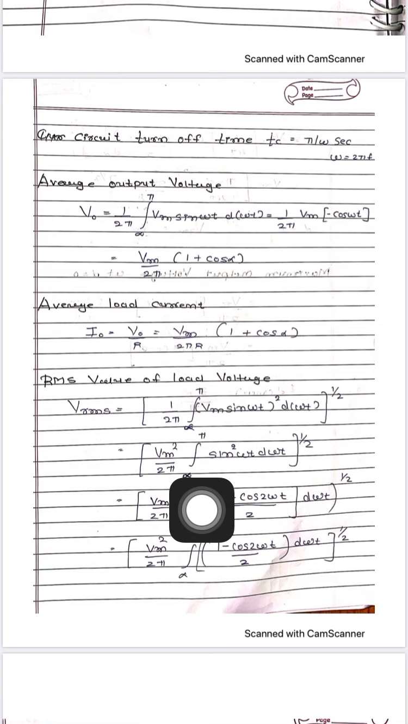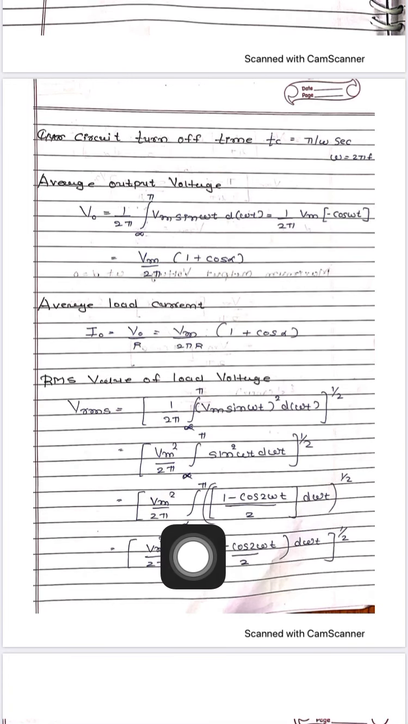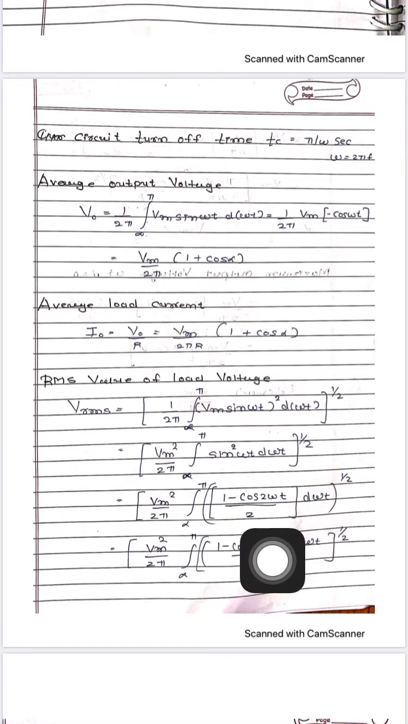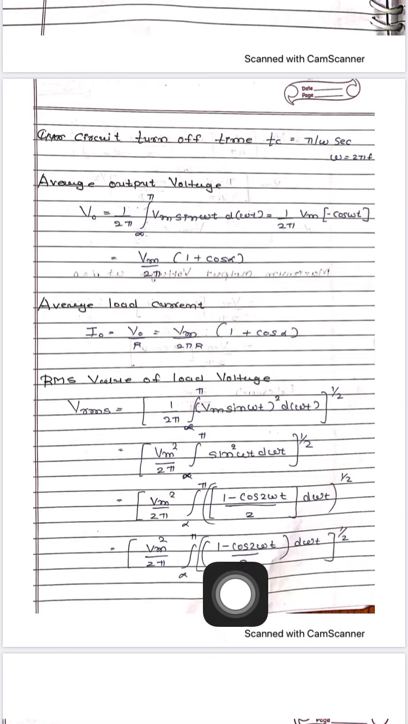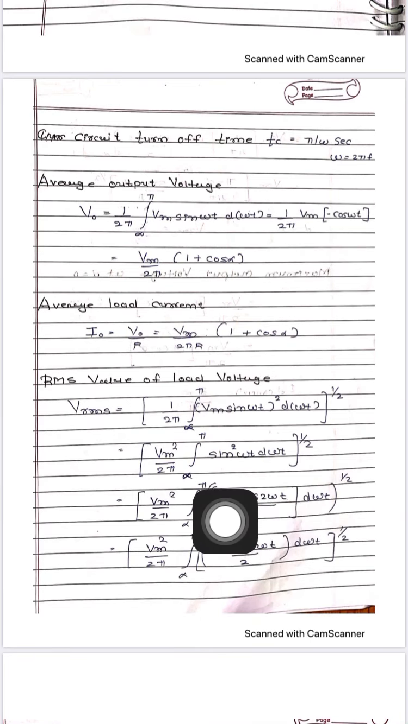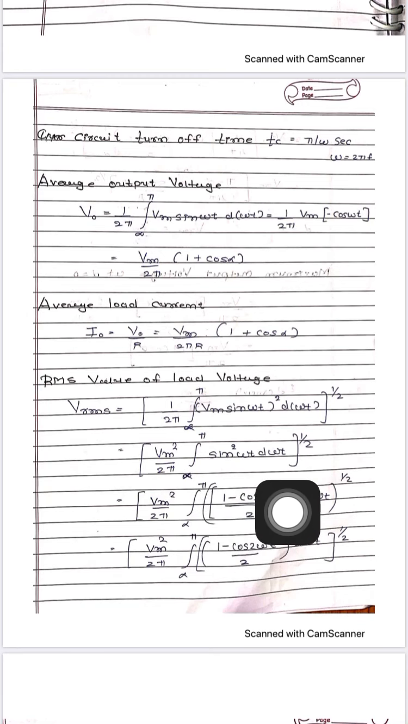So, Vm we consider common. So Vm square by 2 pi, right, alpha to pi of sin square omega t. Now, what is the sin square integration? 1 minus cos 2 omega t by 2. So Vm square by 2 pi, alpha to pi, 1 minus cos 2 omega t by 2 d omega t, raised to 1 half. Now this 1 minus cos 2 omega t, taking the limits, pi minus alpha.